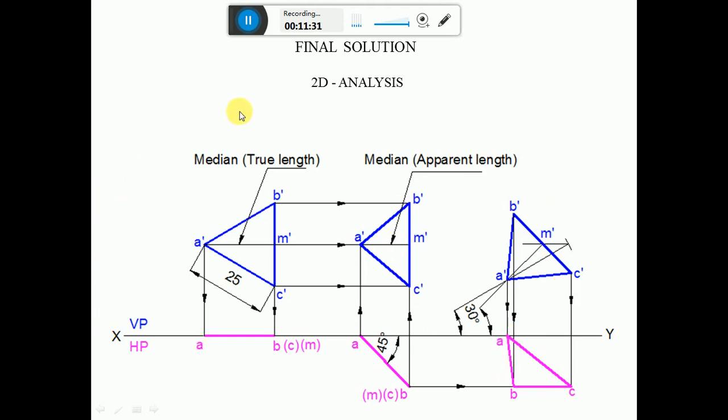But we need to check whether we have considered all the conditions given in the problem. A triangular lamina of 25 mm side resting on one of its corners on VP, such that the surface makes an angle of 45 degrees to VP and one of the medians is inclined at 30 degrees to HP. Since it is 30 degrees to HP here, obviously we have the true inclination, but this has the apparent length, so we needed to find the apparent inclination. So we have alpha here. Since we have considered all the conditions and it satisfies all of them, this is going to be the final solution.